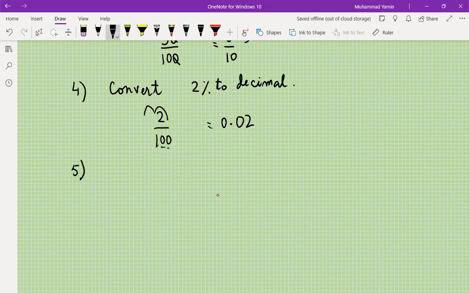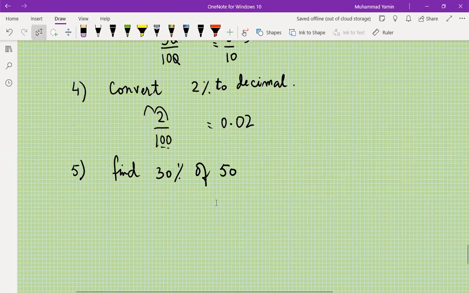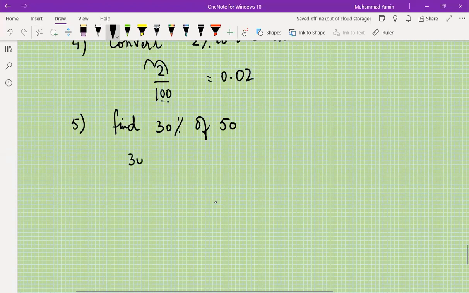Then the third category is when we are asked to find any percentage, like it says, find 30% of 50. Now, this will be done this way. First of all, the percentage sign will be converted in the form of divided by 100. Of means multiplication, and then 50.